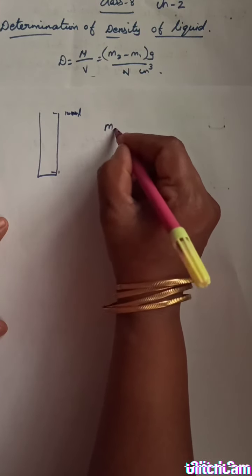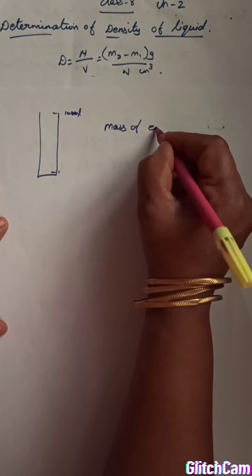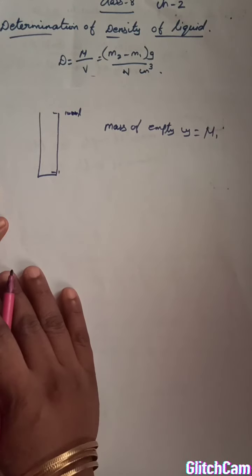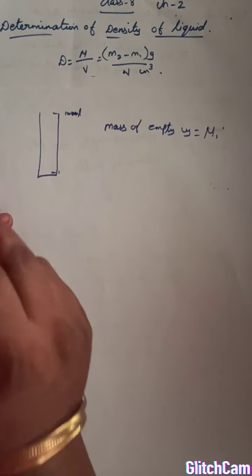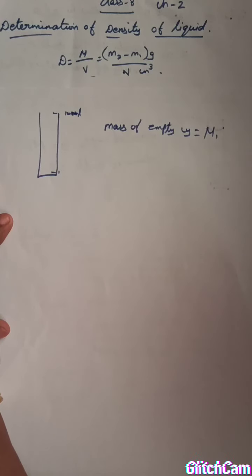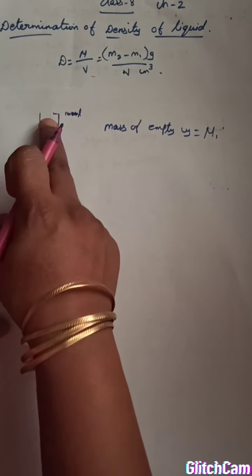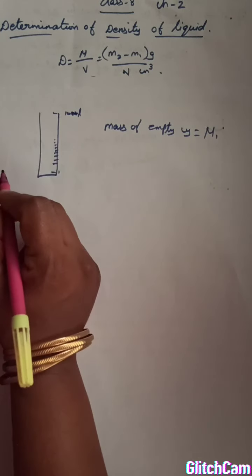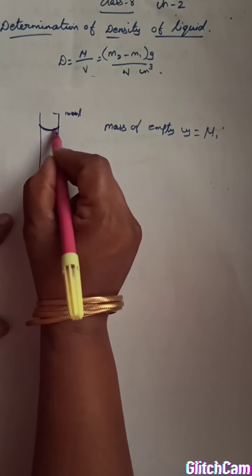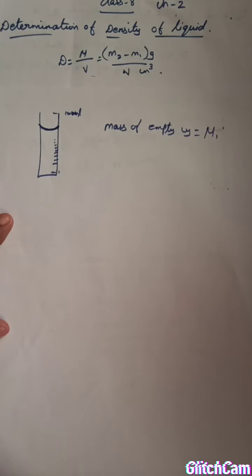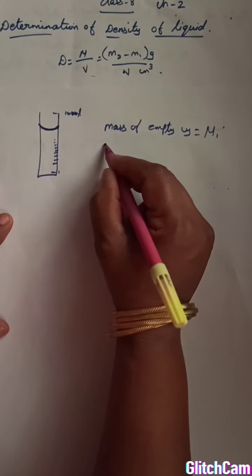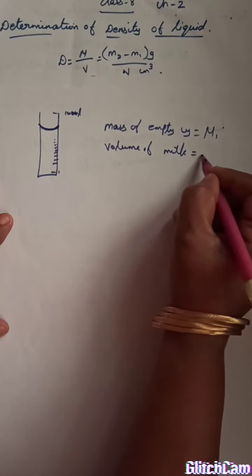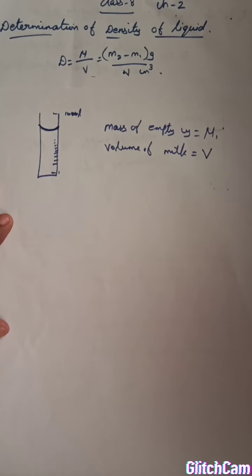So now you know the mass of the empty cylinder, that is denoted with the letter M1. Next, pour the quantity of milk whose density you want to find into the measuring cylinder. Here we have a measuring scale. With the help of the level of the milk we know the volume of the milk immediately. So now we know the volume of milk, that is denoted with the letter V.